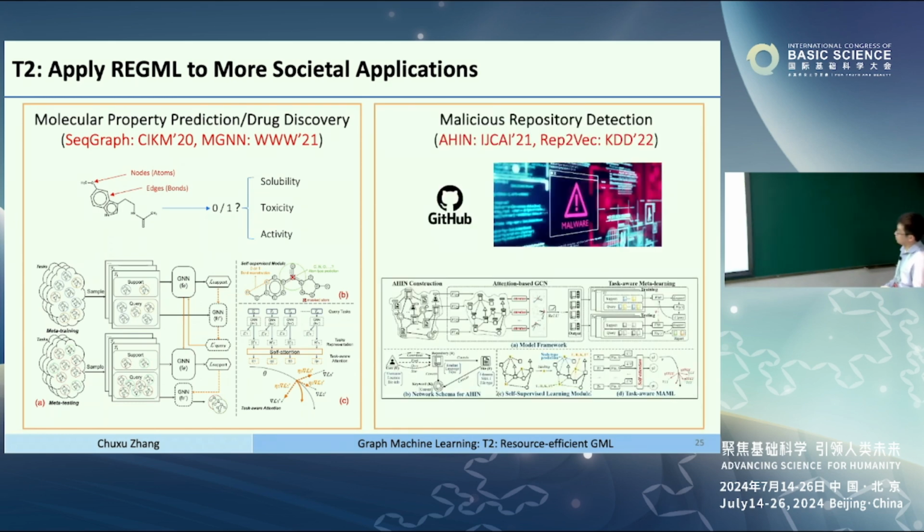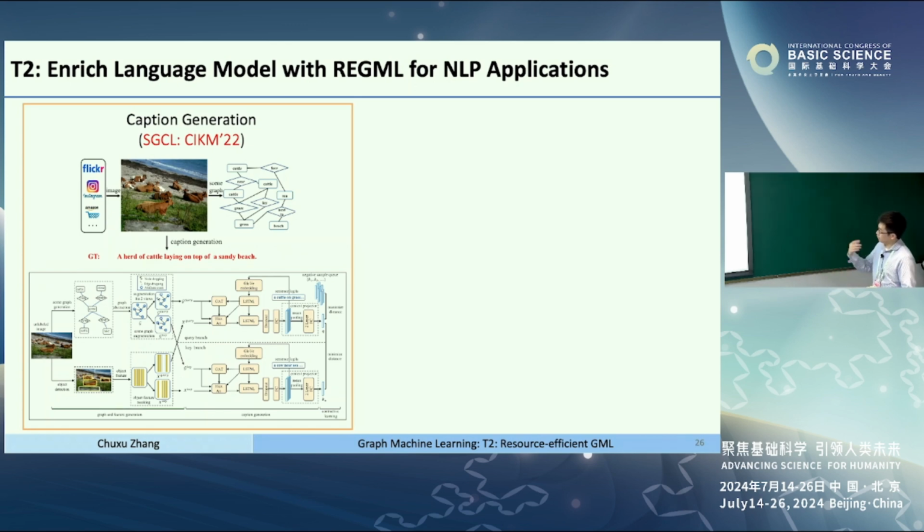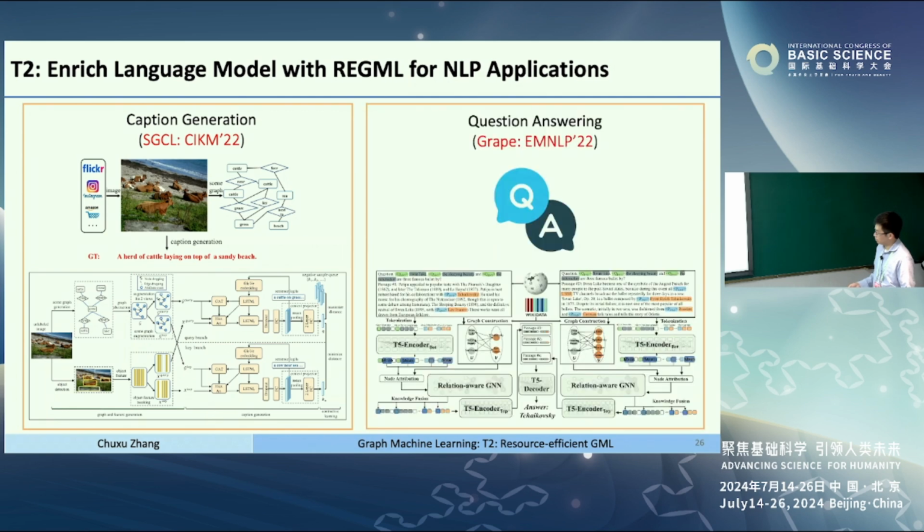And also we apply the resource efficient graph machine learning to drug molecular property prediction, or drug discovery applications. Okay? We also apply the resource efficient graph machine learning to malicious repository detection, which is a kind of malware detection application. Okay. So yeah, we also enrich large language models with resource efficient graph machine learning for some NLP applications, like the caption generation task. We can use the same graph contrastive learning to improve the performance of caption generation. We also use some graph data augmentation to improve some question answering applications.